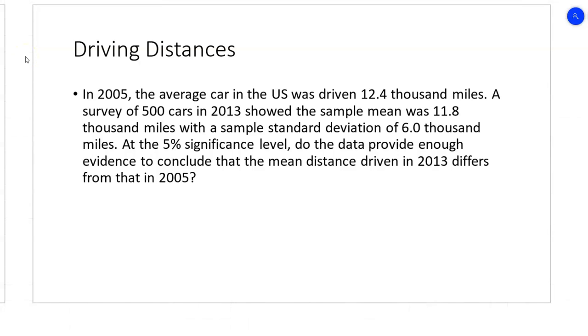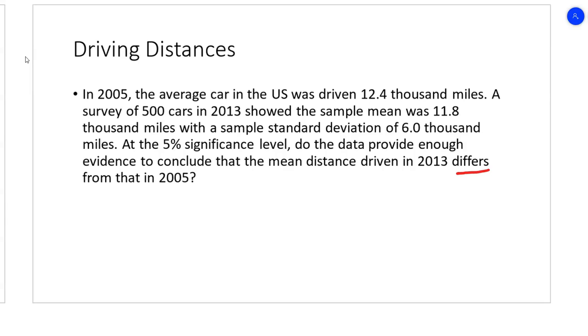All right, let's try one about driving distances. Okay, 2005, the average car in the U.S. was driven 12.4 thousand miles. Survey of 500 cars in 2013 shows the sample mean was 11.8. Sample standard deviation was 6, 5% significance level. Can I conclude that the mean distance driven differs, right? Key word, differs from that in 2005.